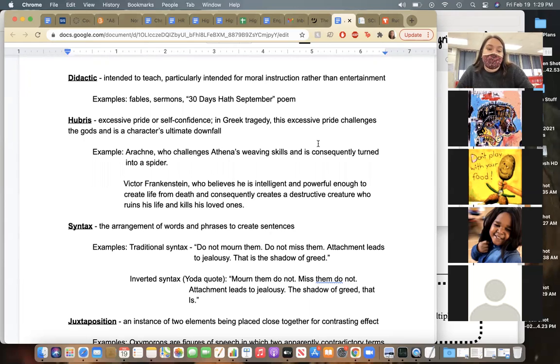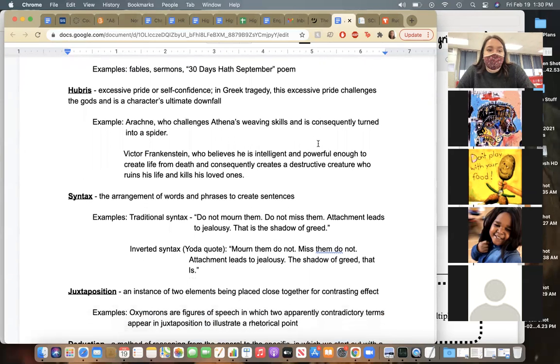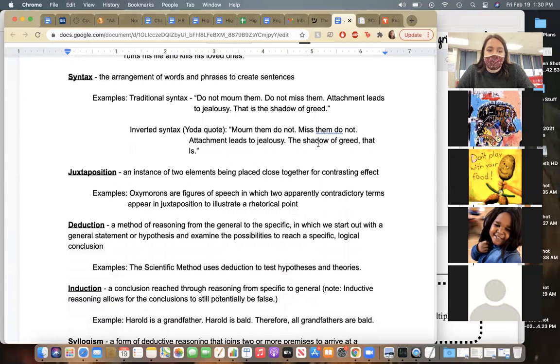Or another example, which my English 4 students would be familiar with right now. Victor Frankenstein, I'm sure you all know, or at least have heard of him, who creates the monster. He believes that he's intelligent and powerful enough to create life from death, and consequently creates a destructive creature who ruins his life and kills like everybody he loves. Hubris was his downfall. He should have checked himself.